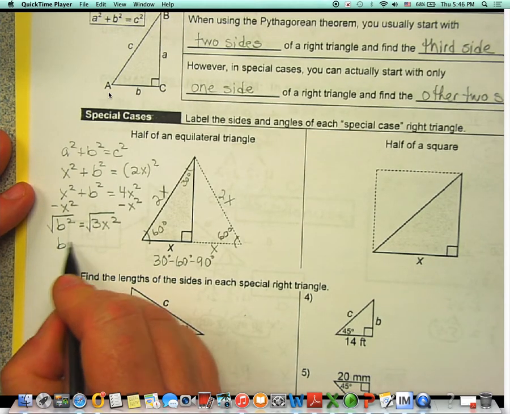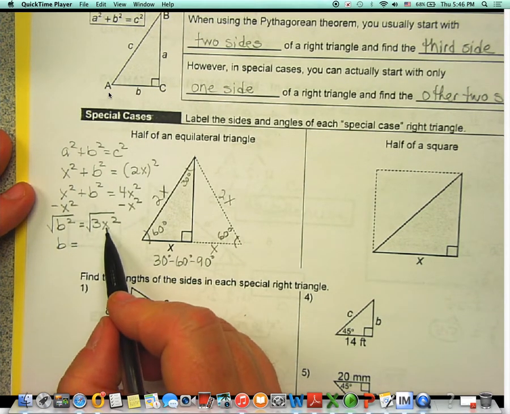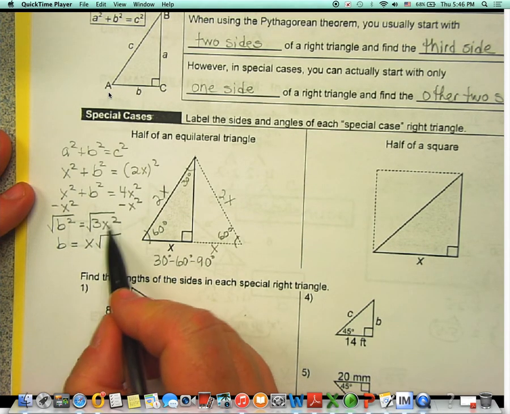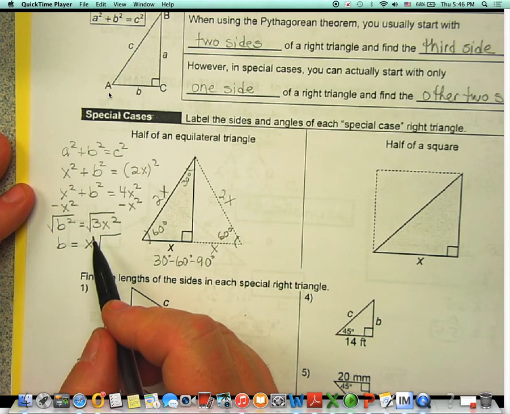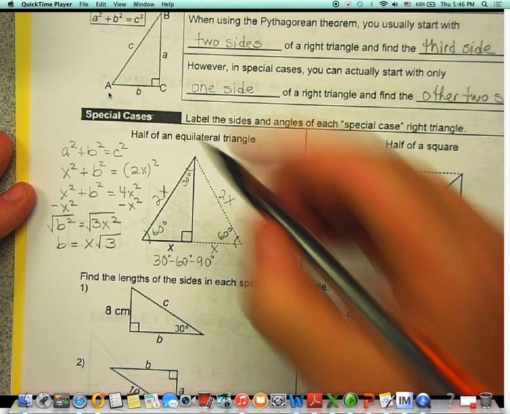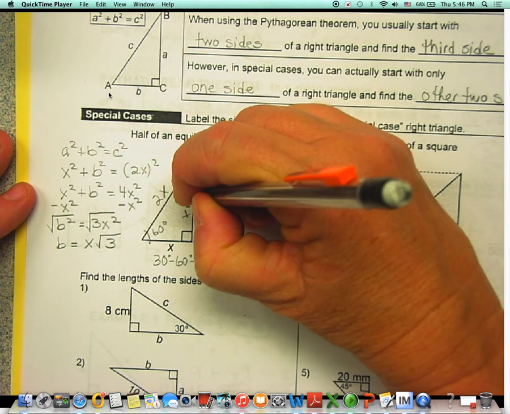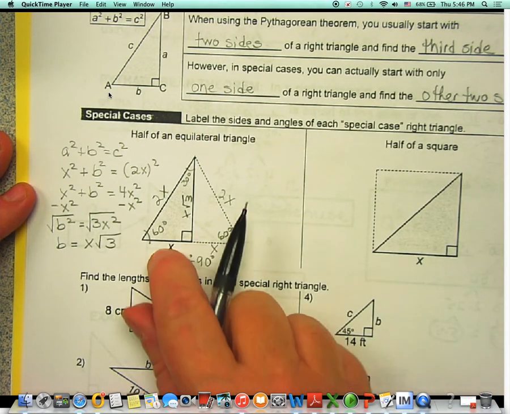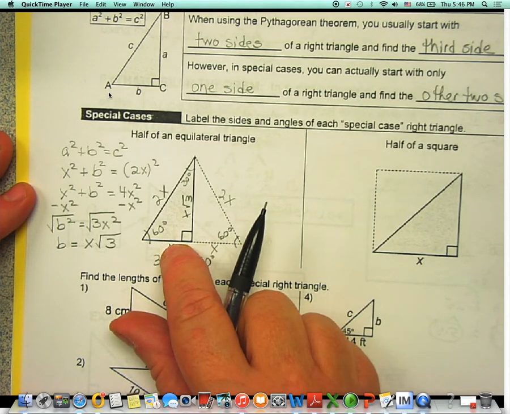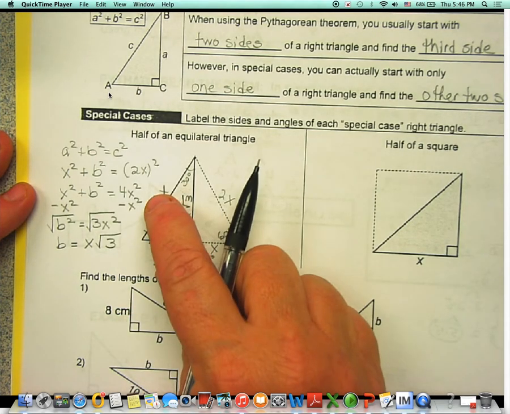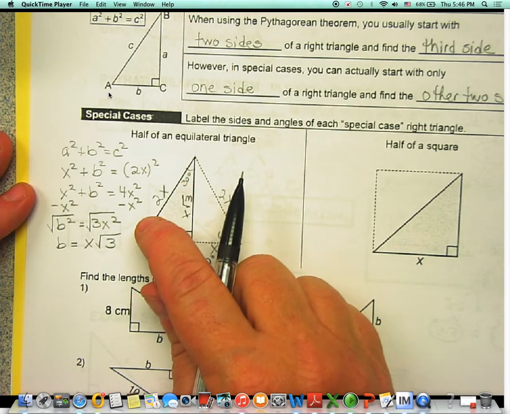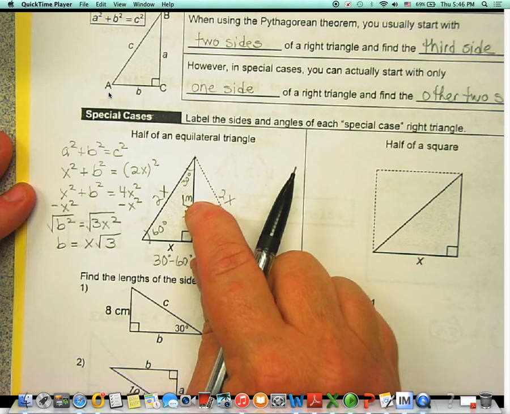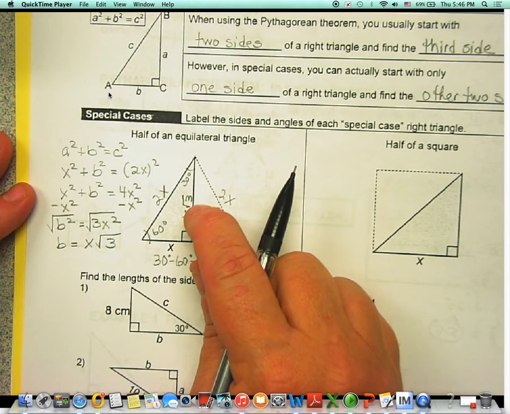So b equals, and the square root of x squared is x, so we can bring an x outside. There's a pair of x's here. And then we leave the 3 inside. That's how we end up with x square root of 3. If you remember from geometry, the short side is always x in a 30, 60, 90 triangle, and 2x is always the hypotenuse. So the hypotenuse is always twice as big as the short side. And the other leg is x square root of 3.